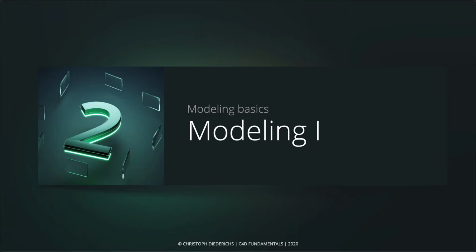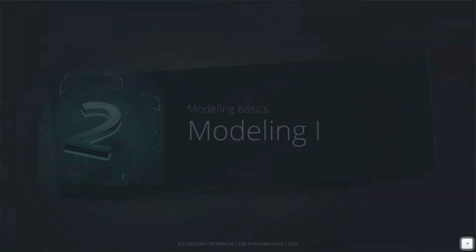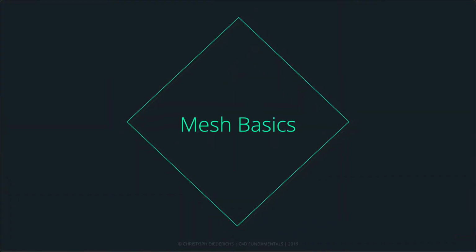Okay, so I think you finished the episodes from lecture number 1, so we can dive a little bit deeper into more detailed topics of 3D in general, but of course also with some focus on Cinema 4D. So let's talk a little bit about meshes and what 3D objects are actually made of.